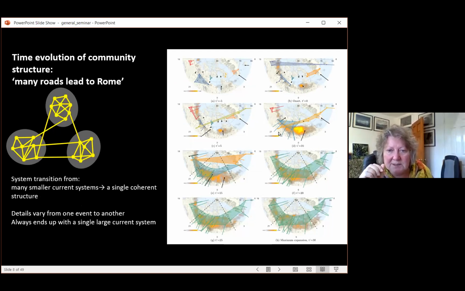This is time increasing like this, for one event again. These are the little patches, the communities, and they get more and more connected. Eventually, they all form a big current system. So there's a transition from lots of little things to one big thing. There's always a transition when we've looked at many events, but every time, if you look just before, the pattern is different, which is interesting when you think about how people are looking at the data and trying to decide what's going on.